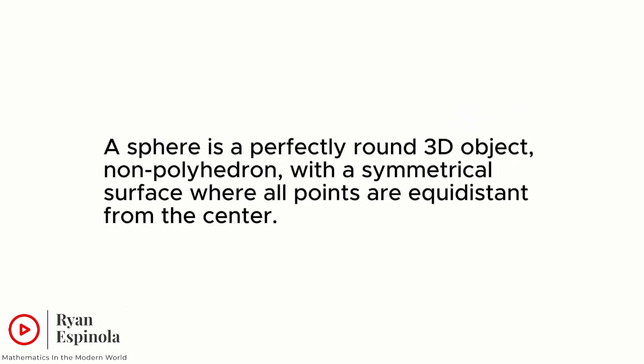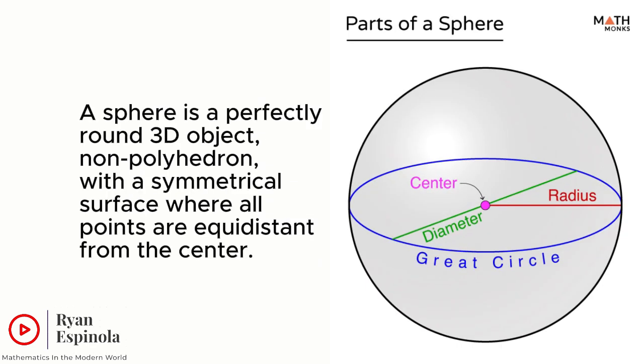A sphere is a perfectly round object in three-dimensional space. It is a non-polyhedron because the surface is completely round. It is perfectly symmetrical with no edges or vertices. All points on the surface are the same distance from the center.